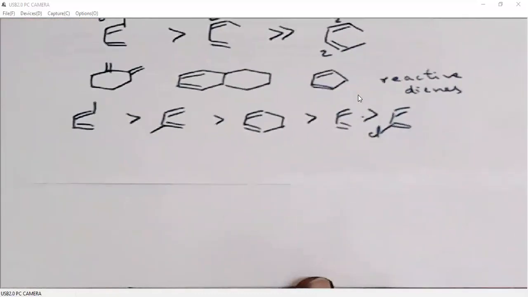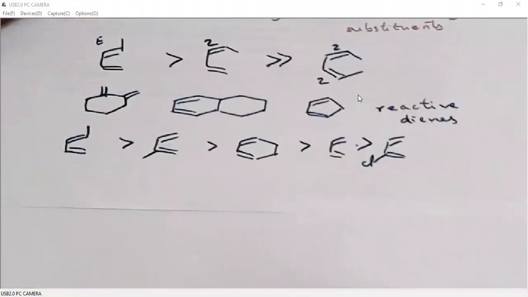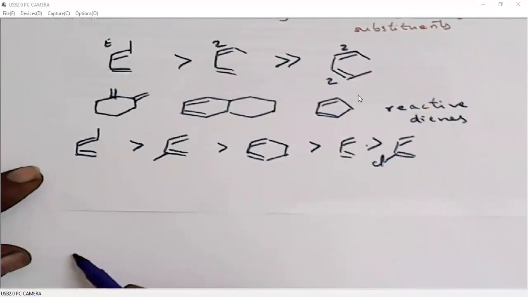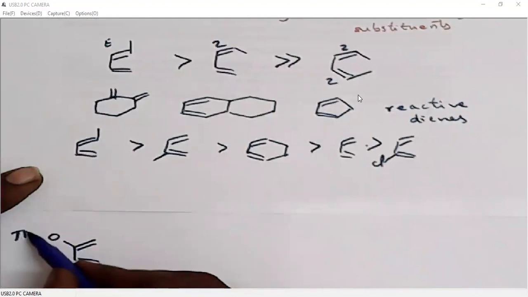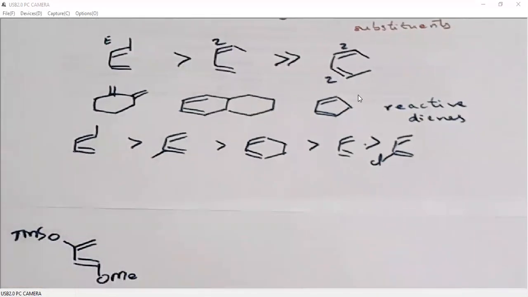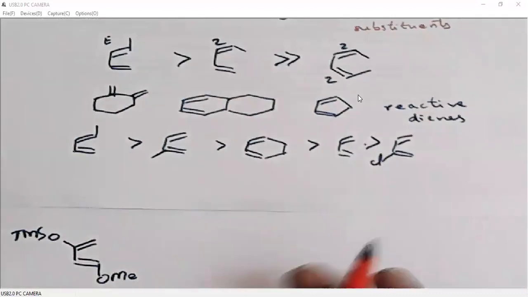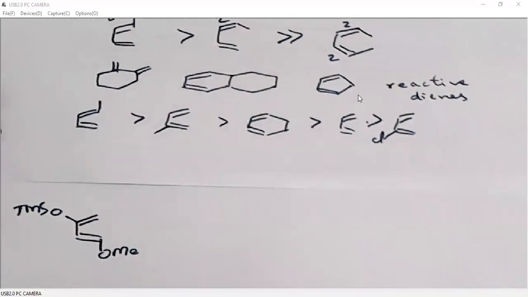I'll give you two more examples for reactive dienes. OTMS. It is called Danishefsky diene. Because it has two oxygen substituents, it is even more reactive.